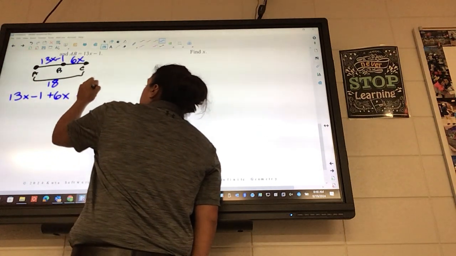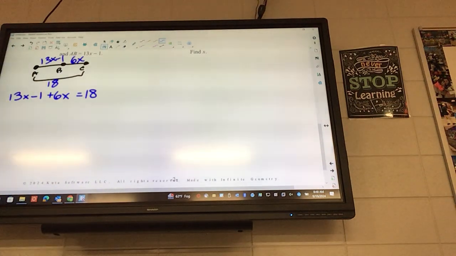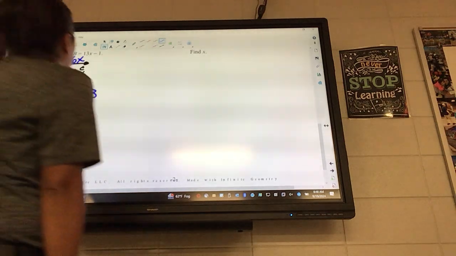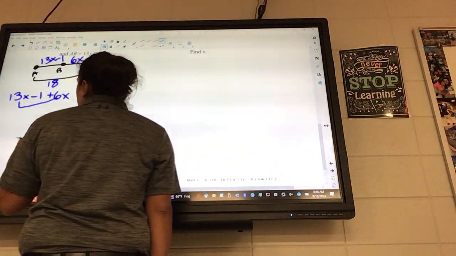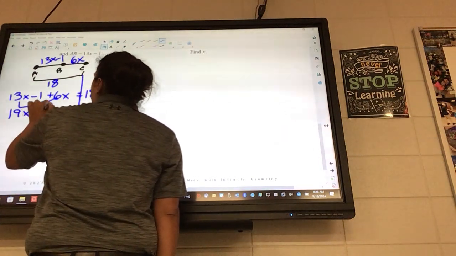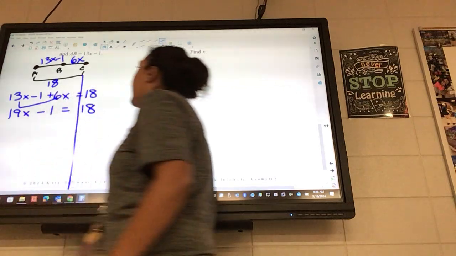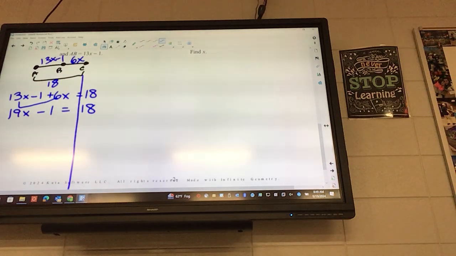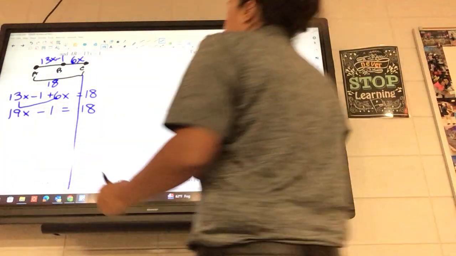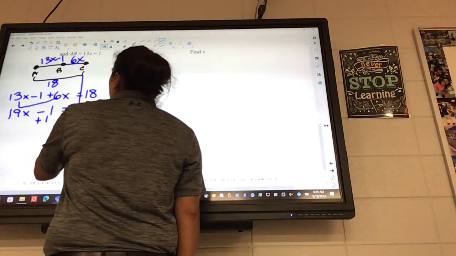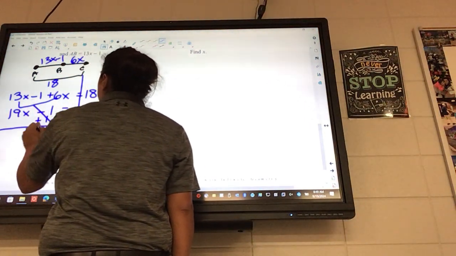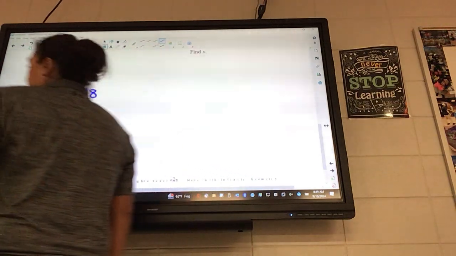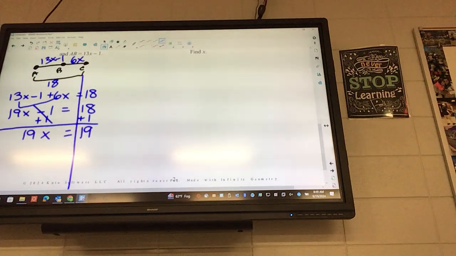Okay, again, notice how there are 3 pieces on the left side, so that means that something can get combined. So we can combine the 13x and the 6x. And what is 13 plus 6? 19. 19x minus 1 equals 18. Okay, and then what needs done? Plus 1. We're going to add 1 on both sides. So I get 19x equals, well, 18 plus 1 is 19. Okay, and then what? Divide by 19.